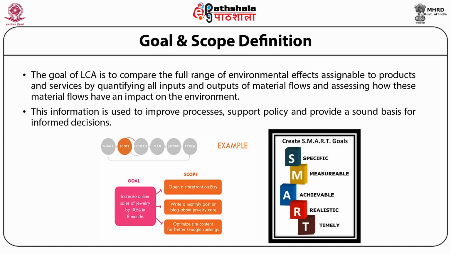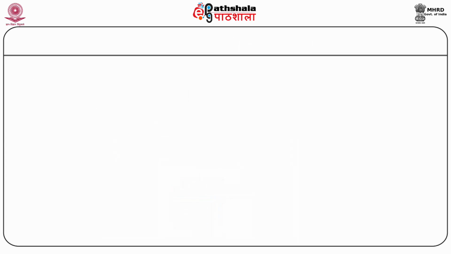Let us see one example where we have a goal to increase online sales of jewelry by 30% in 8 months. The scope for this would be: first, open a storefront online; second, write a monthly blog posted on the website about jewelry care; third, optimize the site content for better Google ranking.